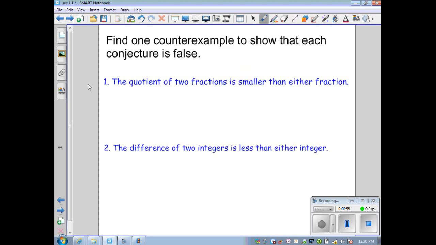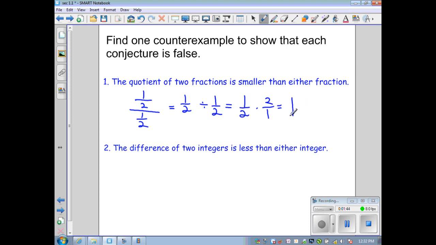Let's take a look at two examples. We want to find one counterexample to show that each conjecture is false. Number one, the quotient of two fractions is smaller than either fraction. For number one, I have two fractions. I used 1/2 divided by 1/2. When we simplify this, this is 1/2 times, we find the reciprocal of the second fraction, which is 2/1. Then we simplify to get 1.